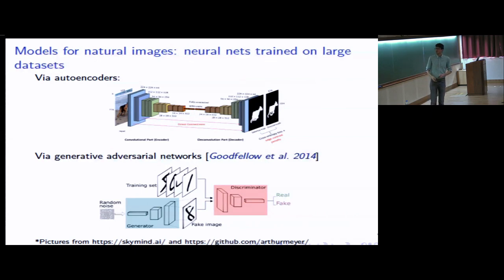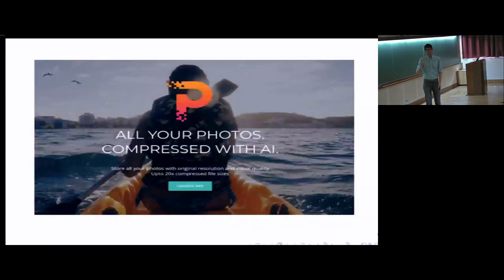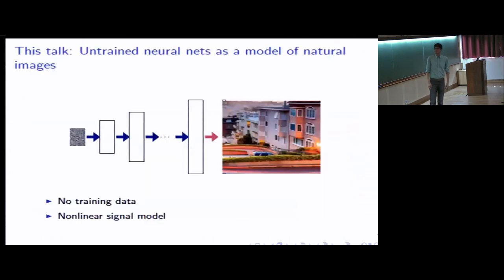Right? So these tools are very useful in practice, and there are entire companies built on them. Here's a company which can, for example, compress your images using artificial intelligence. So this talk is about a different paradigm of modeling natural images, and in particular, it's about using untrained neural nets as image models.